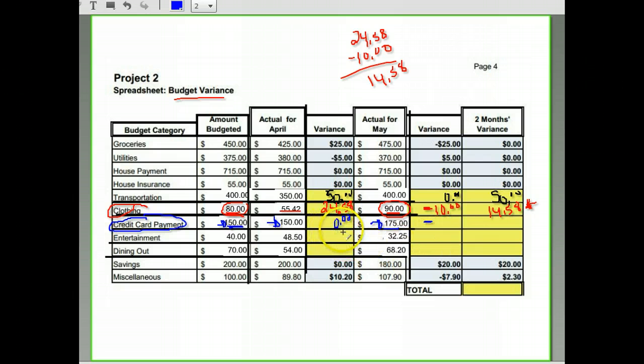Negative. And how much did they overspend? Well, $175 minus $150 is $25. They went over by $25. So I'm going to put $25 there. Then I'm supposed to combine the two variances. So it looks like in this month I had 0 variance, and I combine that with my next month, it was negative 25, so really I just end up with negative 25.